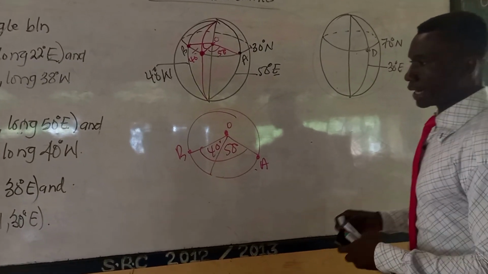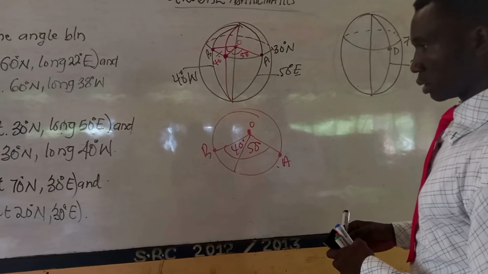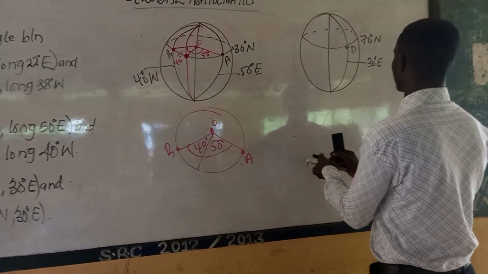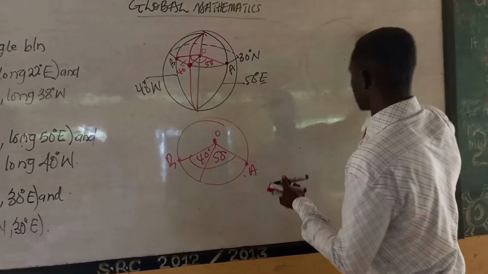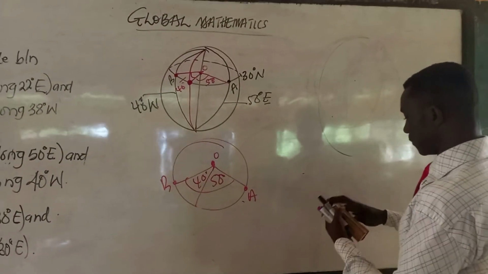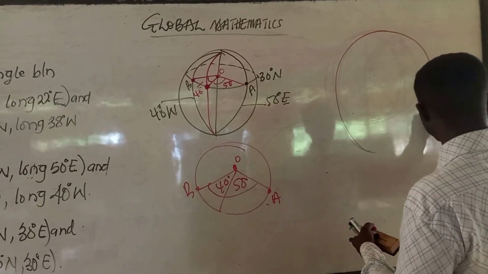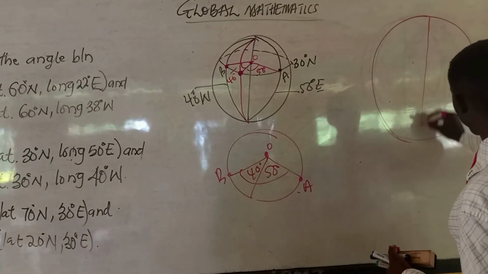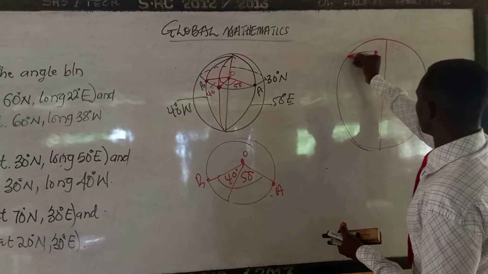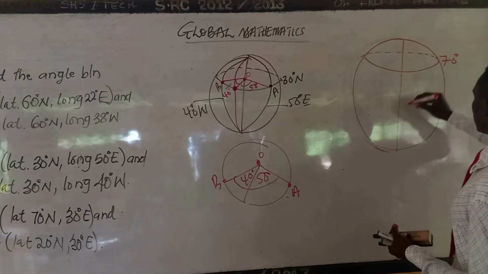Now, what about the next one? E, which is latitude 20 degrees north. So this is 70, so 20 degrees. Okay, let me draw it properly so that it will be able to accommodate. The way I drew it, it cannot accommodate everything. So let me make it somehow larger so that it can accommodate it very well. So this is my axis of the earth. 70 degrees will be up, very up. 20 degrees will be lower. 70 degrees north.